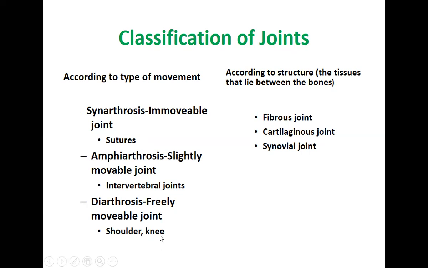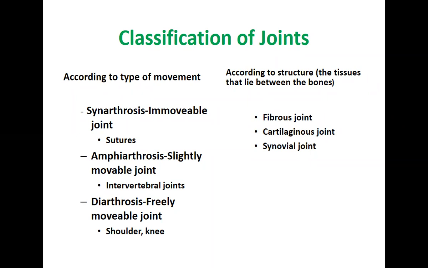Then the second type of joint is called amphiarthrosis, a slightly movable joint. Here there is slight movement, like between the vertebrae, that is called the intervertebral joint. We have seen the vertebrae, the backbone. There are many bones, 33 bones within the back. Between these bones there is slight movement. That is called a slightly movable joint, the amphiarthrosis. The best example is the intervertebral joint. Inter means between the vertebrae.